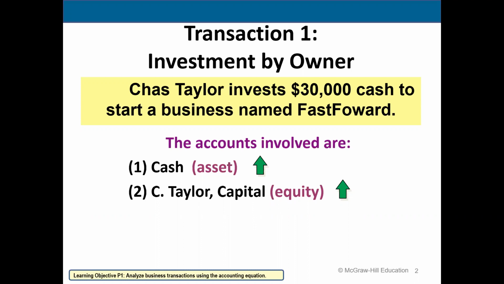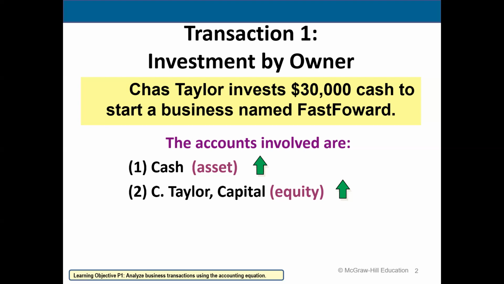So when I see a transaction, I first ask myself what types of accounts are involved. And then ask myself, are those accounts increasing or decreasing? And then I'm ready to see how those impact the accounting equation. So in our first transaction, the owner, C. Taylor, invests $30,000 cash to start their new business.